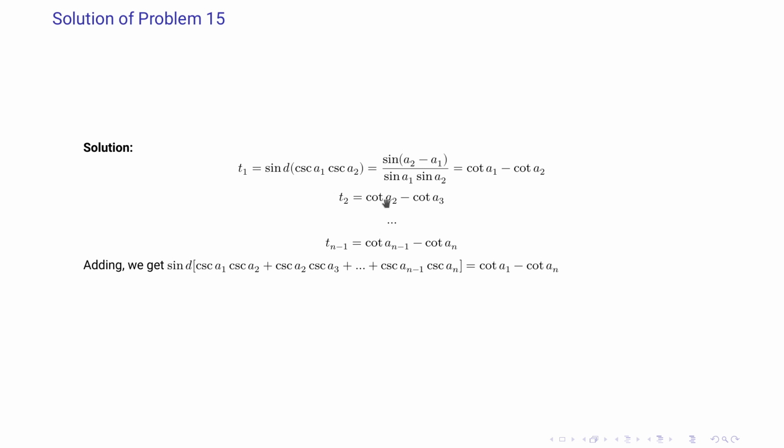Similarly, for the second term, you would get cot a2 minus cot a3. For sin d, for the second term, you substitute sin of a3 minus a2. So you will get cot a2 minus cot a3. We proceed this up to the n minus 1th term, which will be cot a n minus 1 minus cot an. So we add all this. We'll see that cot a2 here gets cancelled with this, cot a3 will get cancelled with the third term and so on. So in the end, what you will have is cot a1 minus cot an. So the entire result would be cot a1 minus cot an.